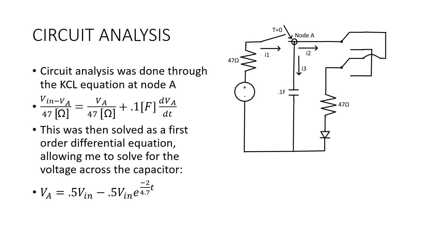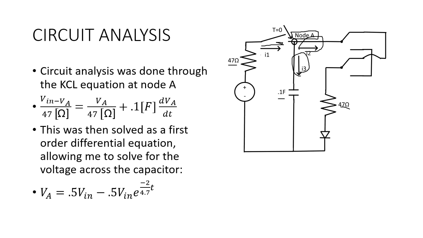Circuit analysis was done through the KCL equation at node A. Node A would be up here, as you can see. We have three currents moving through this: I1, I2, and I3. I1 is moving into node A, I2 and I3 are moving out. So we have Vn minus Va over 47 ohms, based on this resistor, equal to Va over 47 ohms, that's this one, plus 0.1 farads multiplied by dVA over dt. That represents the current moving through here.